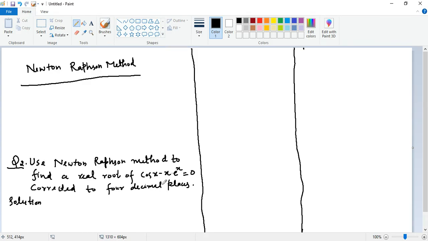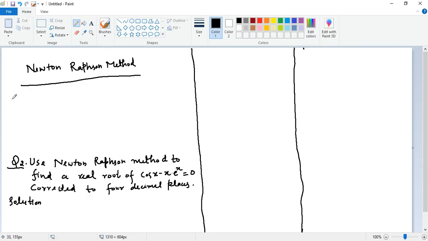As I told you, transcendental equation is one which consists of trigonometric function, exponential function, as well as logarithmic function. So this equation consists of trigonometric function and exponential function.